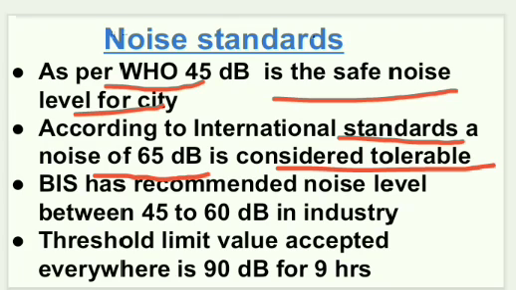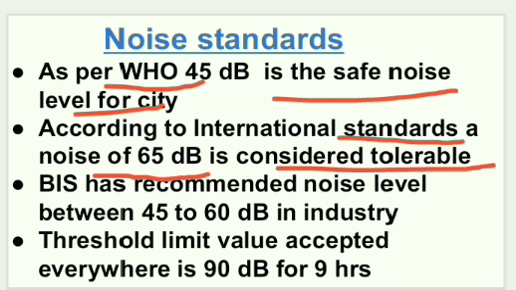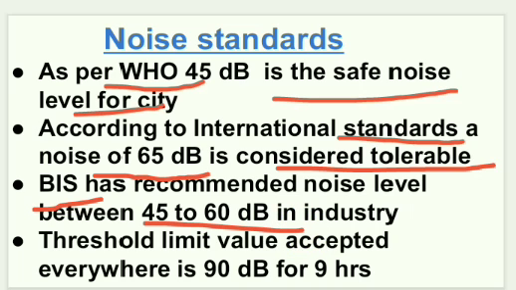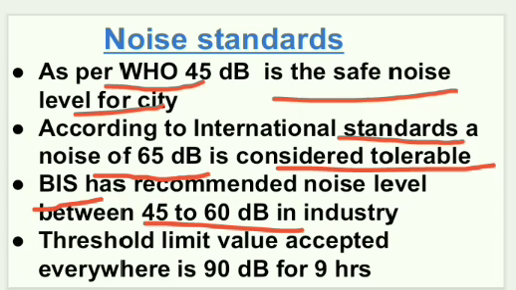According to the living style and standards, the different countries of the world have their own noise pollution standards. In India, the Bureau of Indian Standards, that is BIS, has recommended a noise level between 45 to 60 decibels in an industrial area. So BIS has recommended 45 to 60 decibels noise level in an industrial area.